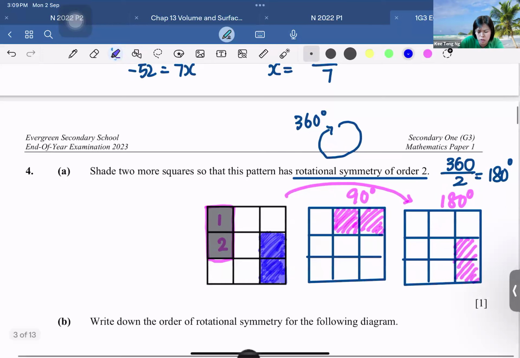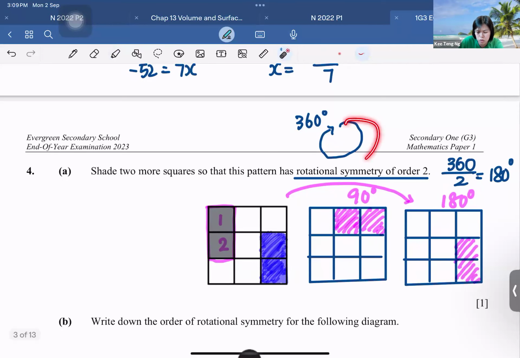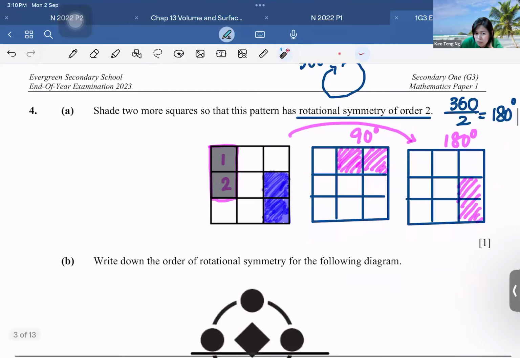So you must understand how rotational symmetry works. It turns 360 degrees and you will see it 2 times. Okay, so when do you see exactly the same again? Take 360 divided by 2 to give you 180 degrees. Okay, so I'll draw the 180 degrees. Oh, these 2 squares appear here. So I'm going to shade these 2 squares. Okay, shouldn't be too difficult.